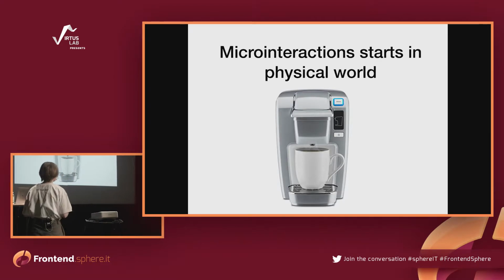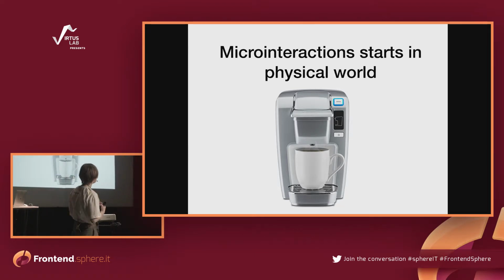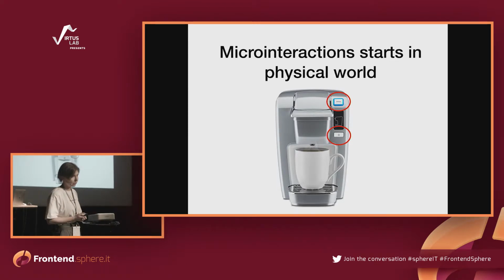So microinteraction starts in the physical world, and I think that's something all of you have in your offices. That's a coffee machine. And in fact, here there are only two triggers. One of them is to turn it on, and another is to get the coffee. Easy to use, and the button which makes coffee for you is bigger and colorful, because probably you're using it more than turning it on and off.